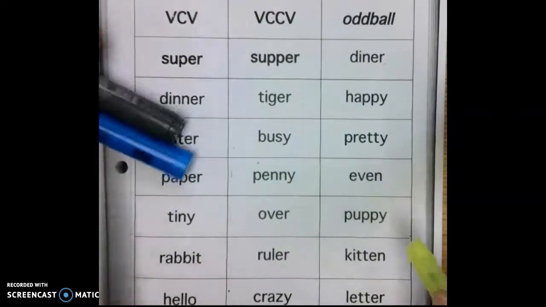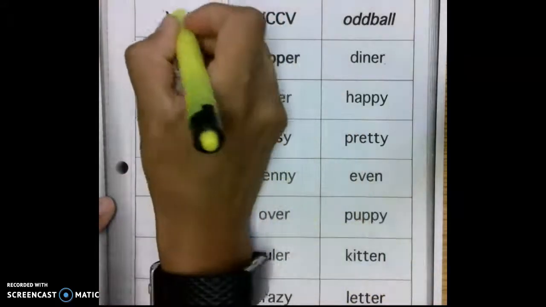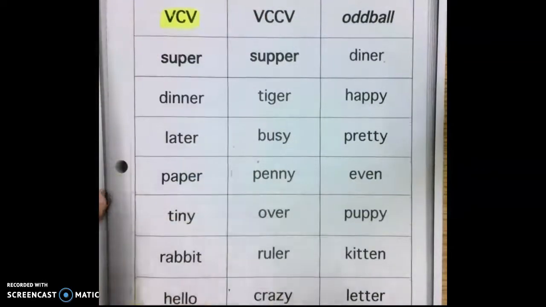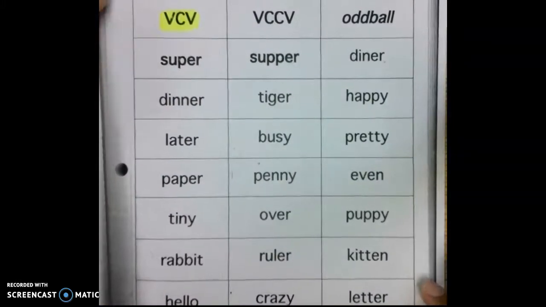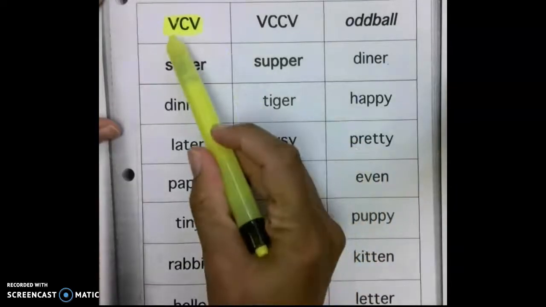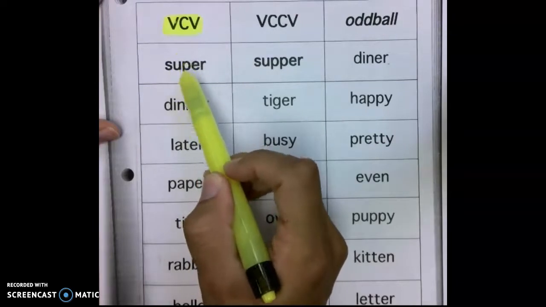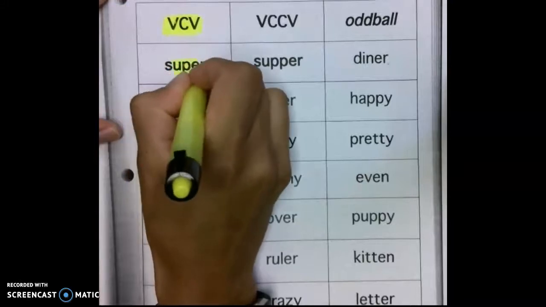I want you to pick your first color, and we're going to look at our first pattern, which is going to be this top pattern up here, which is vowel, consonant, vowel. I want you to follow along with me as I highlight my paper and pay particular attention to what I'm underlining. Vowel, consonant, vowel has an example under the header. That would be super. And I'm going to look for the first vowel in this word, which is the U, and it follows the pattern vowel, consonant, vowel. So I'm going to highlight that pattern.